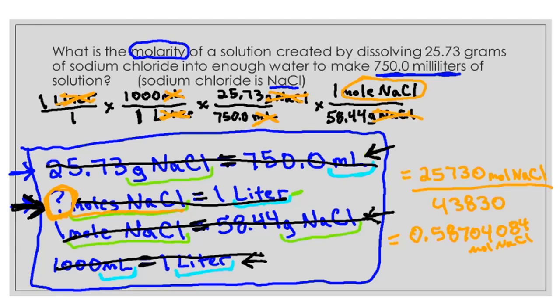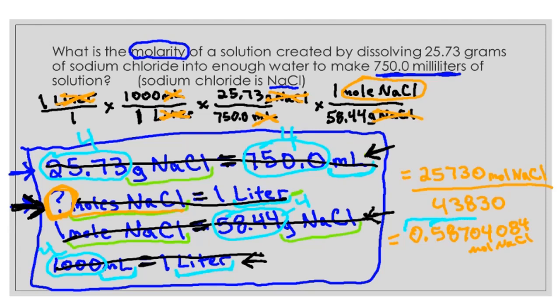Now, we need to go back and look at the sig figs and round this down to the appropriate sig figs. So, sig figs, we had 25.73, so that's 4 sig figs. We had 750.0, so that's 4 sig figs. We start at the 5, the 0.5870, and that would be 4 sig figs moles of NaCl.